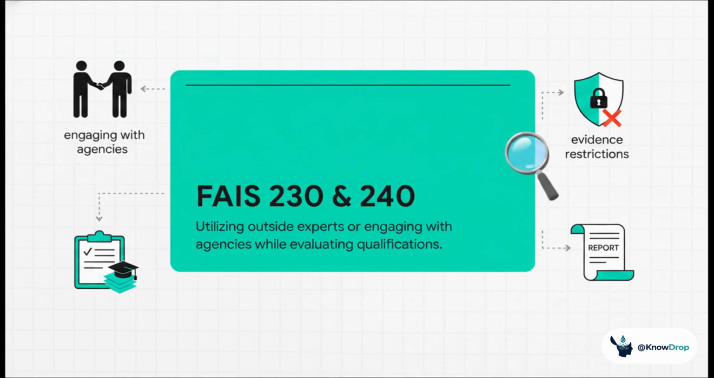FAIS 240 deals with engaging with agencies. Now pay close attention to this part. Even if an agency is controlling the evidence gathering, any limitations placed on you must be fully disclosed in your final report as per FAIS 510. You cannot hide behind an agency's restrictions.